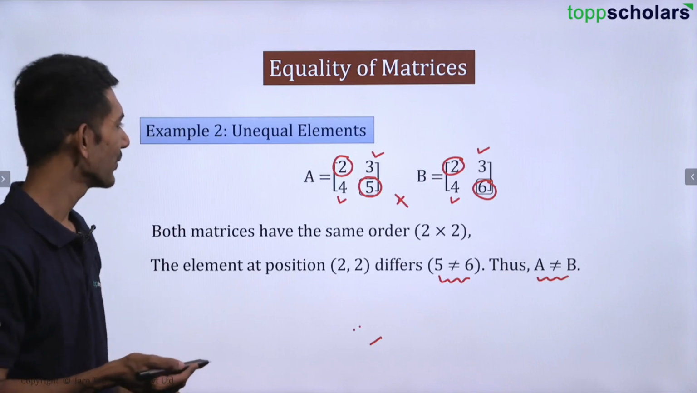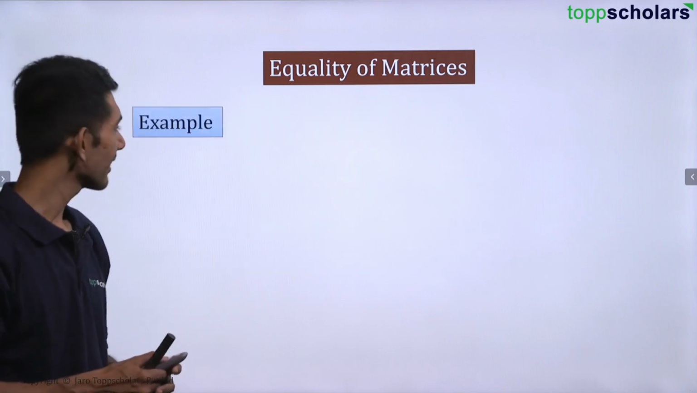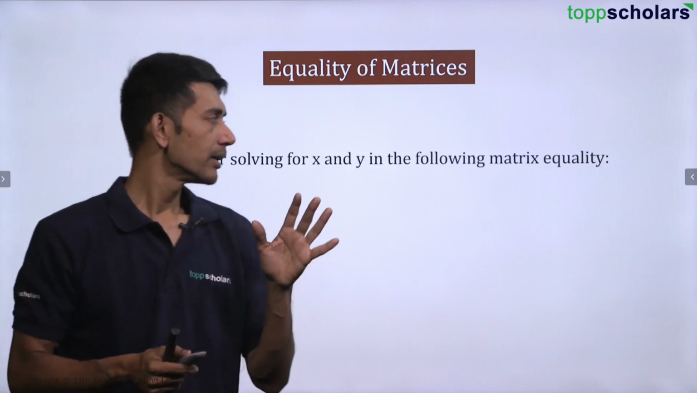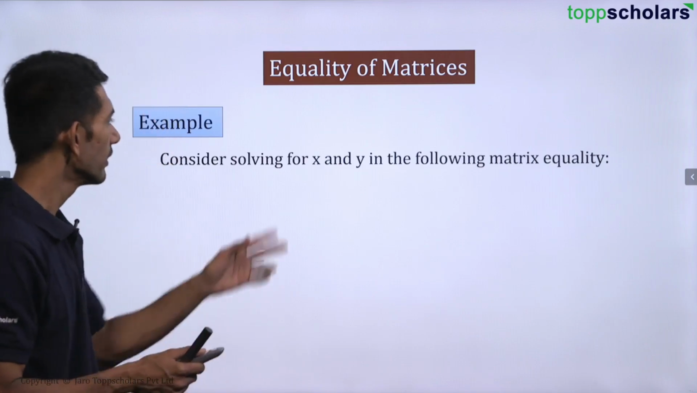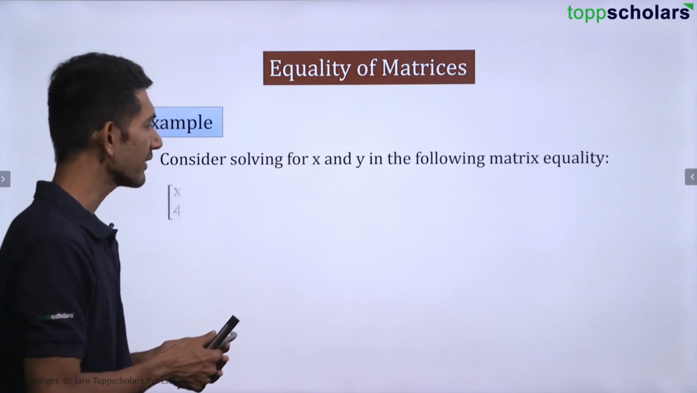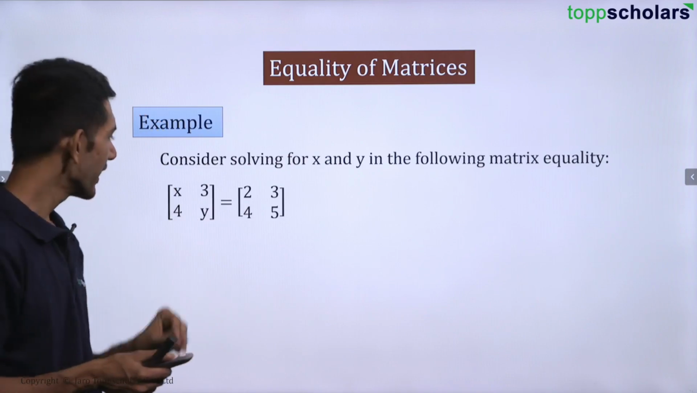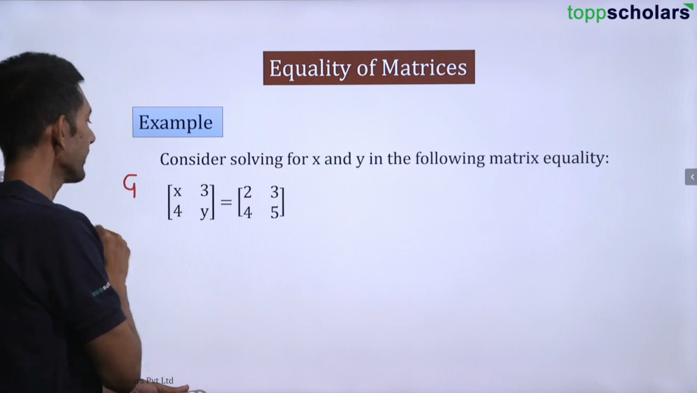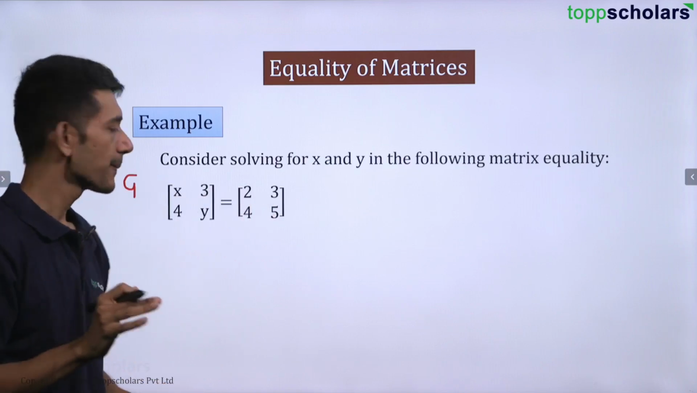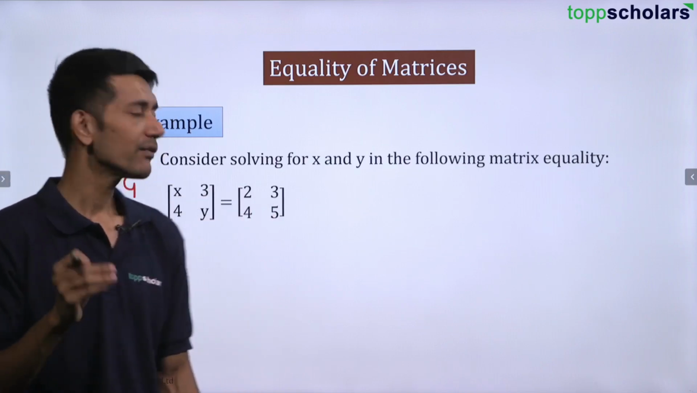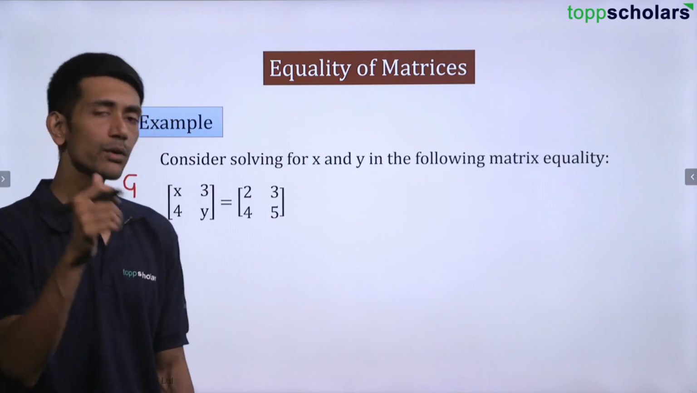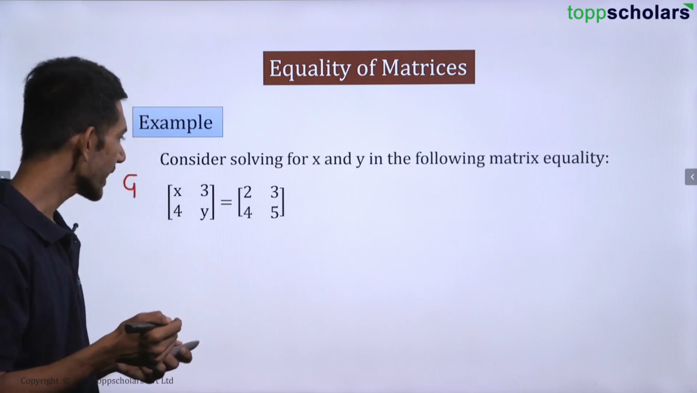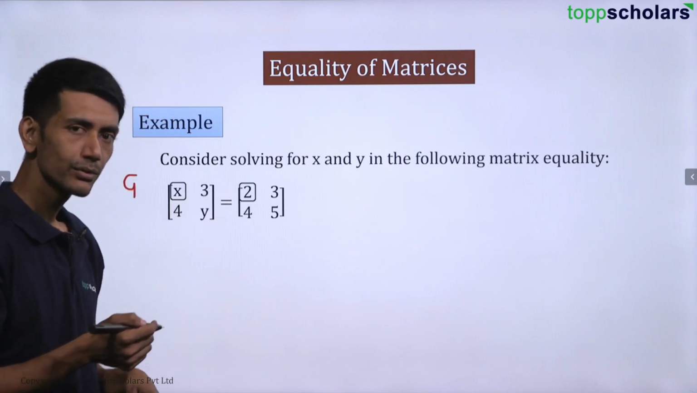Simple? Okay. Now let us see an example. Consider solving for x and y in the following matrix equality. We are supposed to find out the value of x and y. It is very simple, it is already given. What is given to us? It is already given that the two matrices are equal. We are just supposed to find out the value of x and y. So what we will do? We know that if two matrices are equal, then their corresponding elements are also equal. So here check, x will be equal to 2, right?